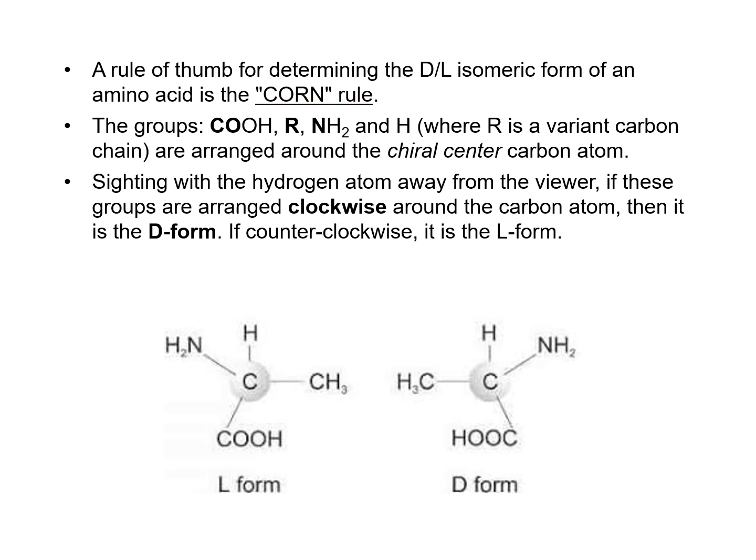So to apply this CORN rule, first place the hydrogen atom, which is the smallest atom, away from the viewer, from you. And if these groups are arranged clockwise, CORN like that, then it is the D form. If that is counterclockwise, CORN like that, then it is the L form.